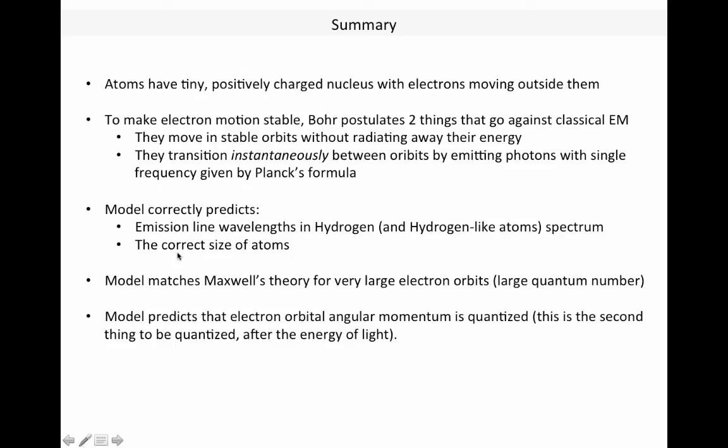Moreover, the model matches Maxwell's theory if you go to very large electron orbits, or equivalently very large quantum numbers, as required by Bohr's correspondence principle. And the model predicts that the electron orbital angular momentum is quantized. And that is the second thing that we have seen that is quantized, after the energy of light that Einstein and Planck quantized.